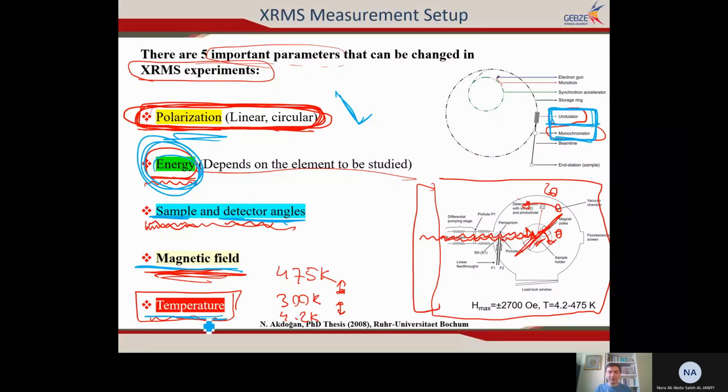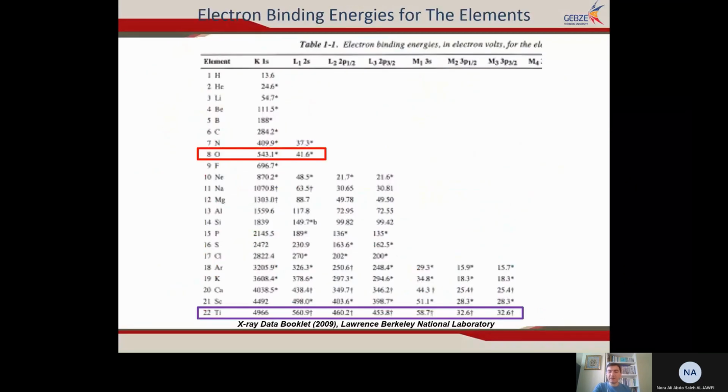Temperature can be changed by the temperature controller. Okay, so the last one, energy: how to manipulate the energy. As we have discussed in the synchrotron light sources, the energy can be manipulated by the monochromators. But why is energy required? Why do we need a specific energy?